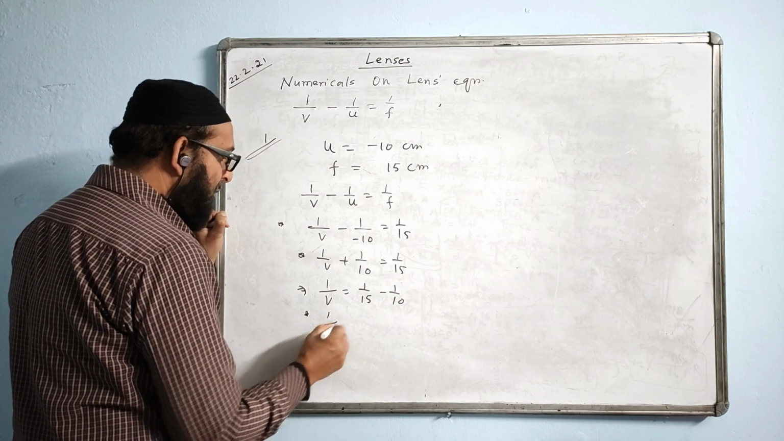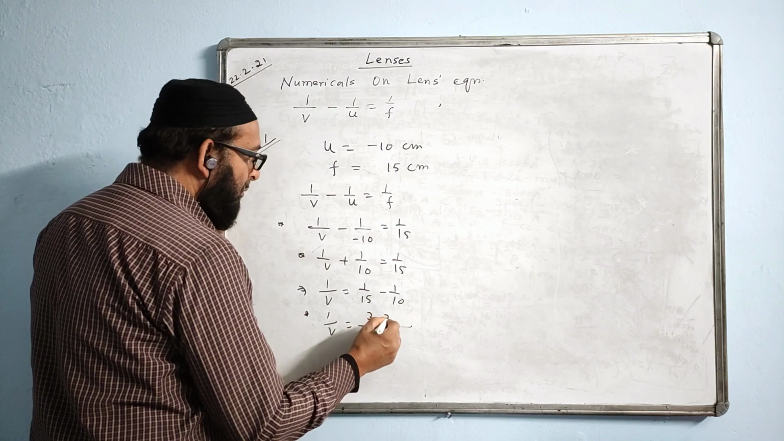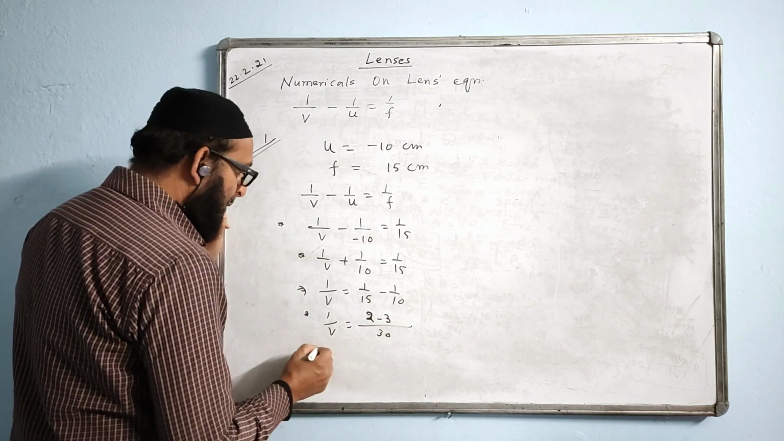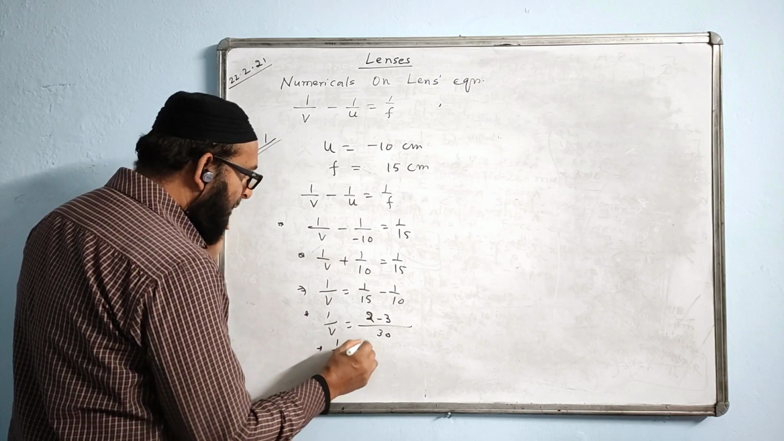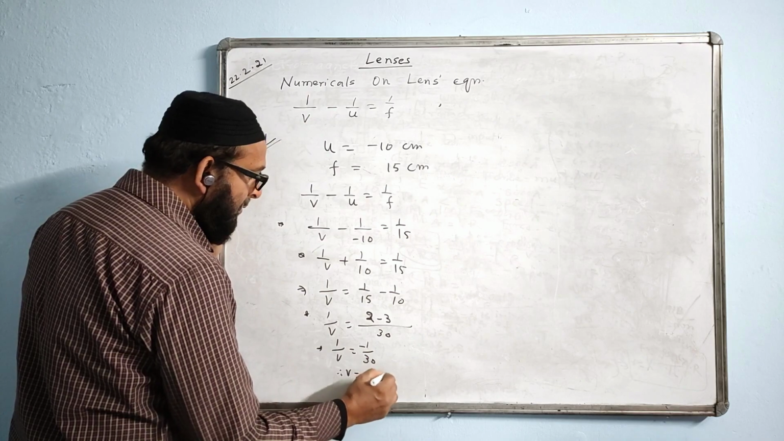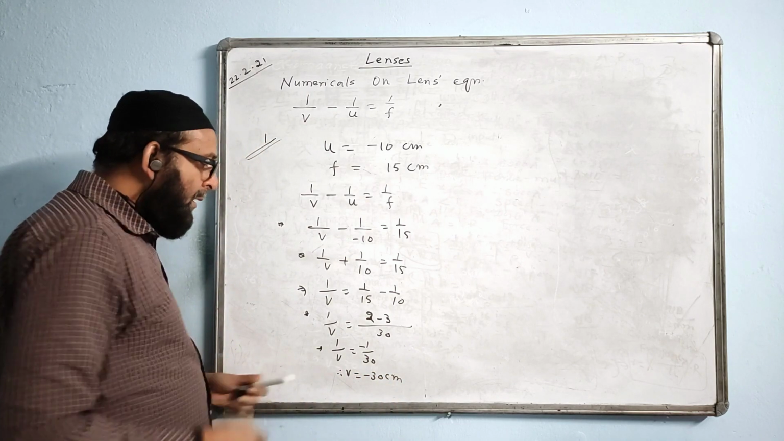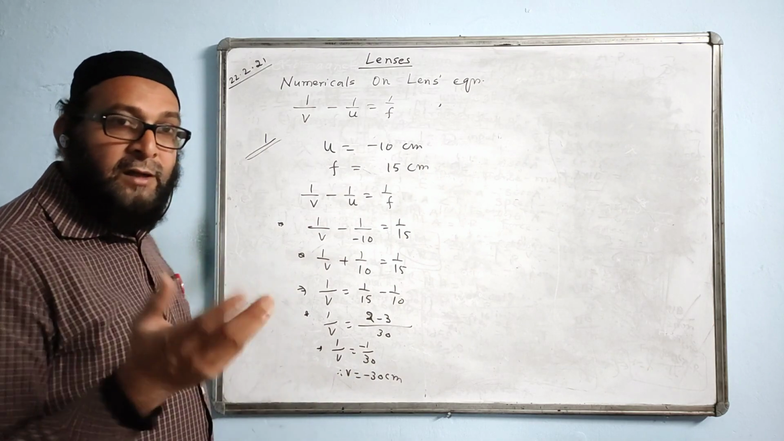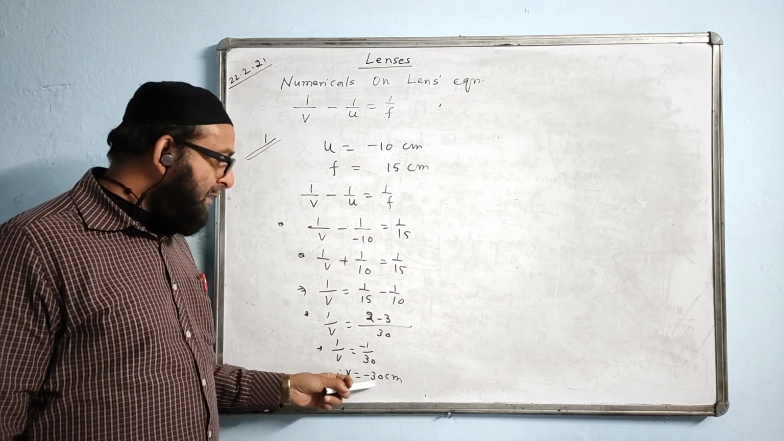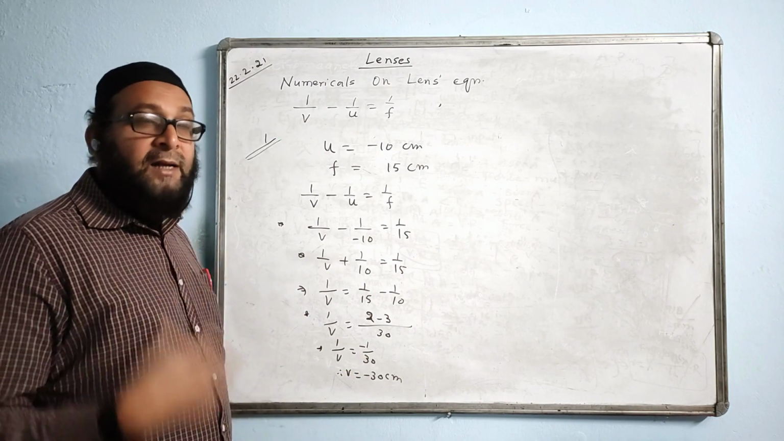Now we take the LCM of this. 30 is the LCM, 15 threes are 30, 10 threes are 30. You get 1 by V is equal to minus 1 by 30. Therefore the value of V is minus 30 centimeter. The minus sign tells you it is a virtual image because it is on the same side. Now we say the image is formed at a distance of 30 centimeter from the lens on the same side as the object.